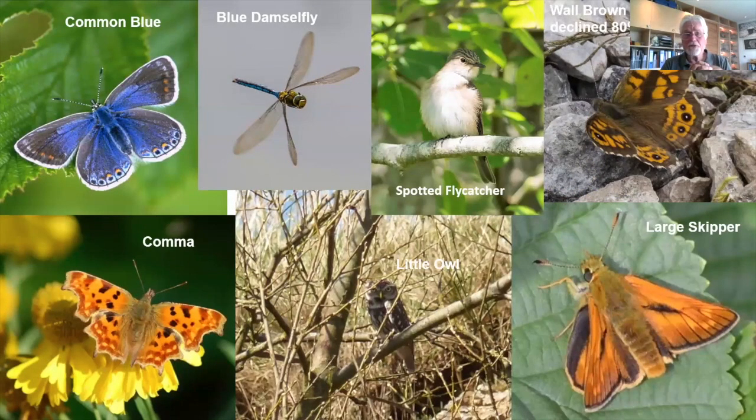And these are some of the species seen here. You've got the butterflies, the common blue, the large skipper, and the wall brown top right. The wall brown has declined 80% in the last 40 years, and they love basking on south-facing bare rock. That's their thing. So it's been very well recorded by butterfly people, and all these things have been spotted.